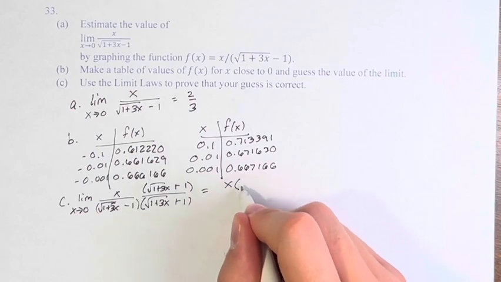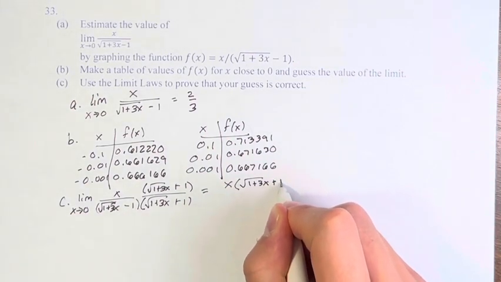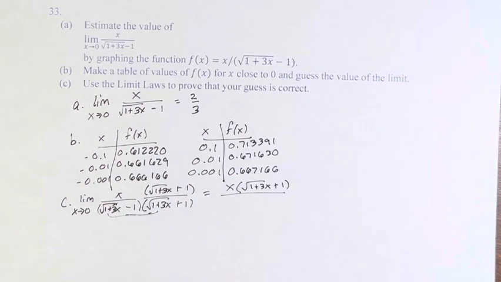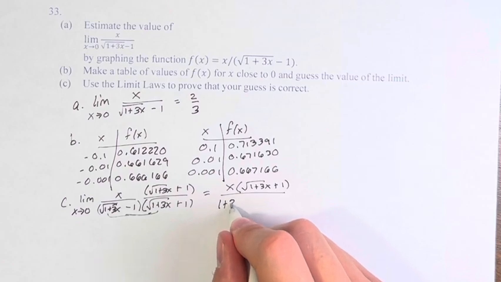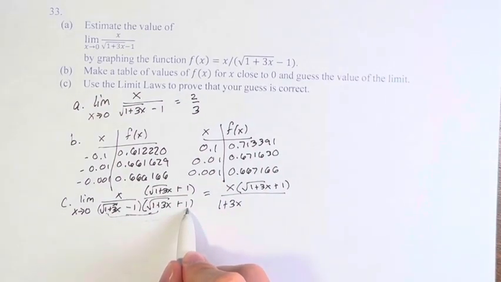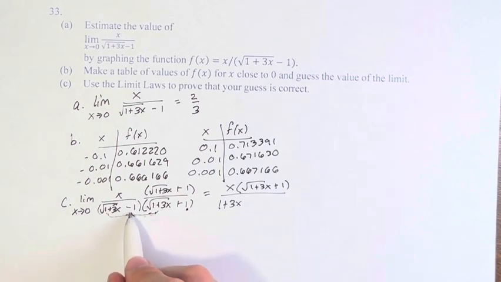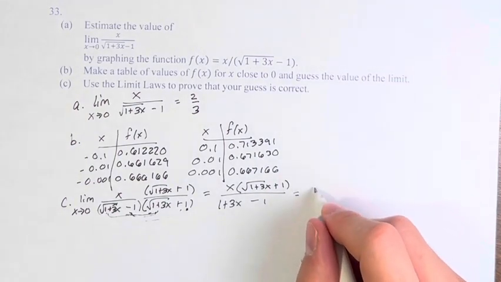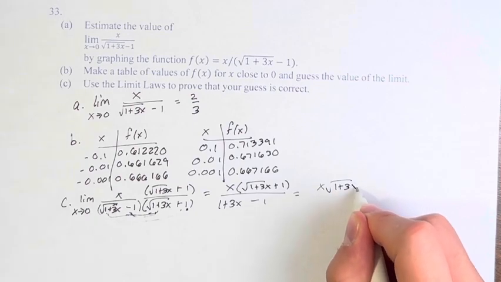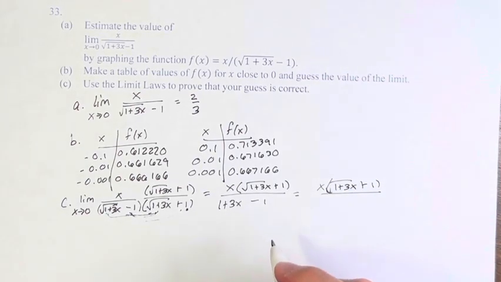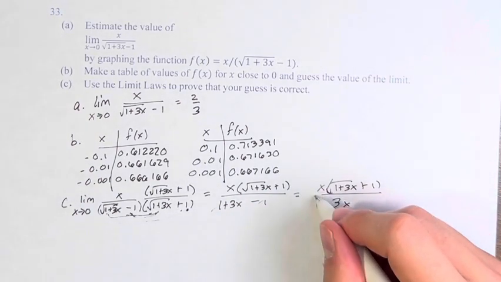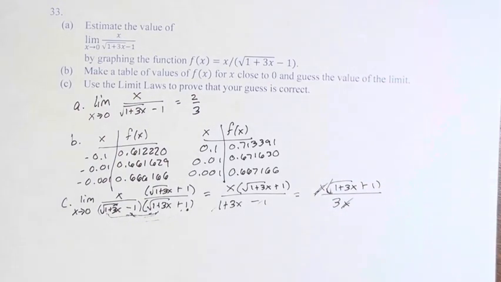So we have x times the square root of 1 plus 3x plus 1 over the square root of 1 plus 3x times the square root of 1 plus 3x. Square root of something squared is just the thing itself, 1 plus 3x, plus the square root of 1 plus 3x minus the square root of 1 plus 3x cancel each other out, and then minus 1 times 1 is just minus 1. So therefore we have x times the square root of 1 plus 3x plus 1 over 1 plus 3x minus 1. The 1's cancel, we're just left with 3x. Therefore, we can cancel these out. We have the square root of 1 plus 3x plus 1 divided by 3.